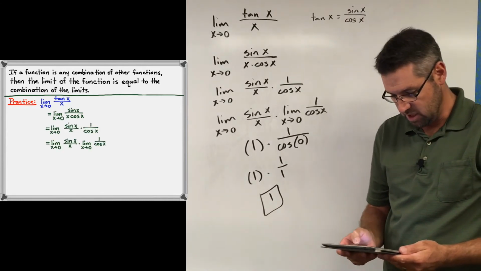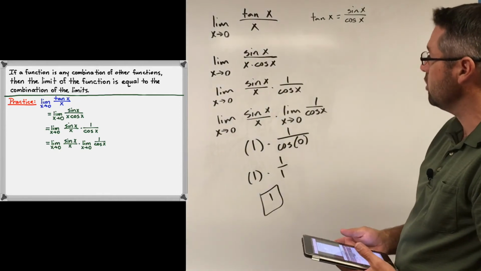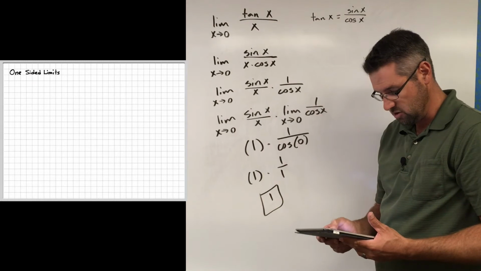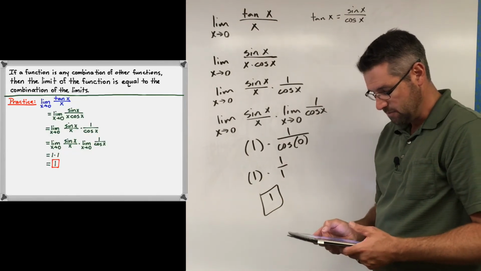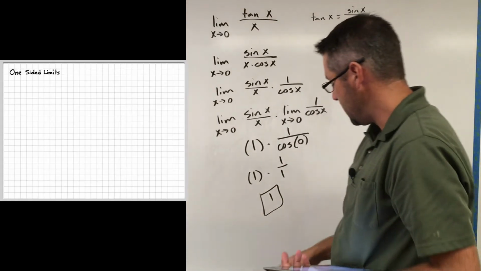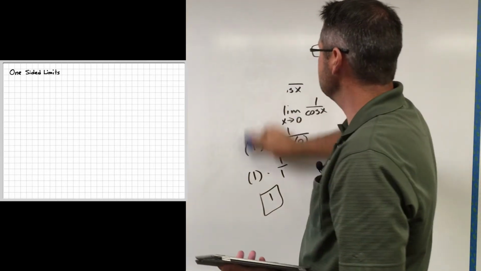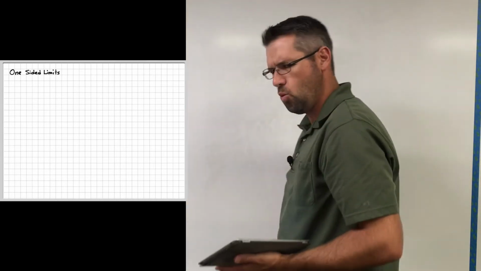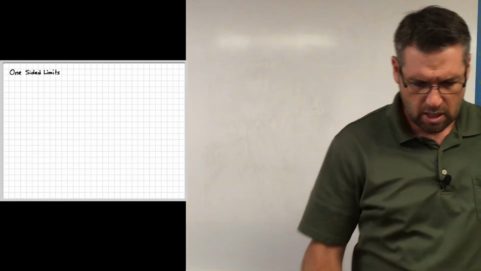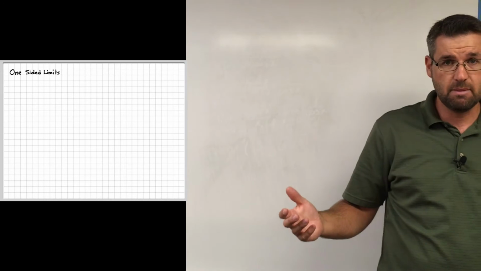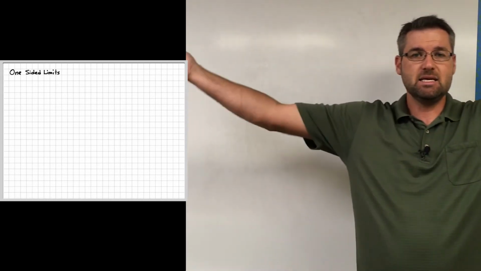So like I said, just manipulate it so it gets to the point where it looks like something familiar to you. And again, we should be substituting first, but we end up with 1 there. All right, with that said, let's go ahead and take a look at the idea of a one-sided limit.